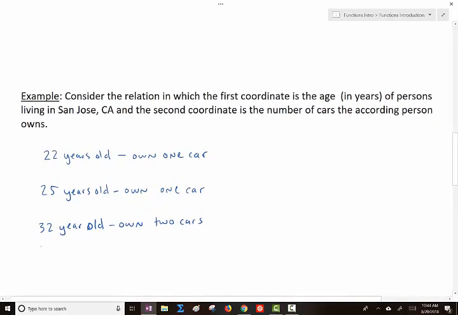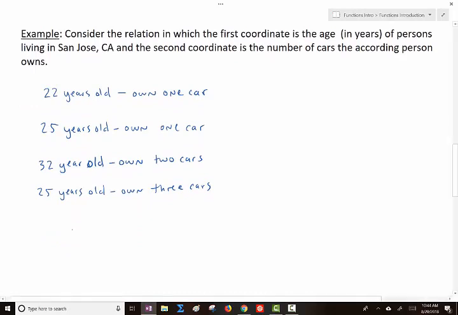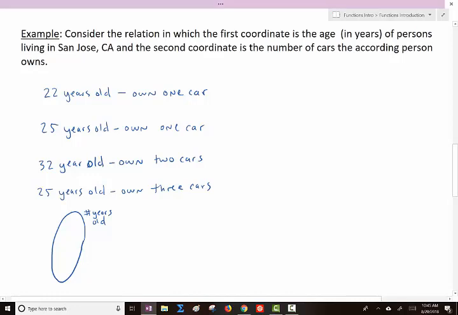Finally, let's have another 25 years old, and they own three cars. So we can make a little diagram as we did in the past. Draw a little diagram here. This one is going to represent the collection of first coordinates. This is the number of years old of some persons. We have three different first coordinates here. They're the numbers 22, 25, and 32.